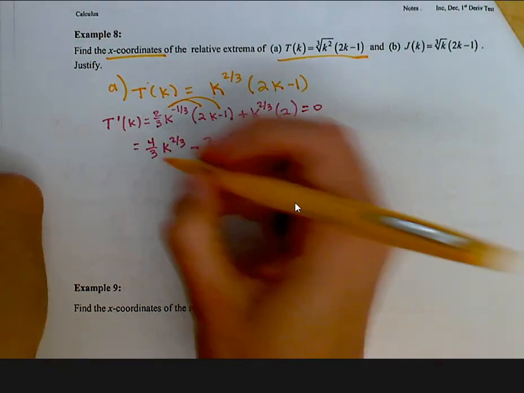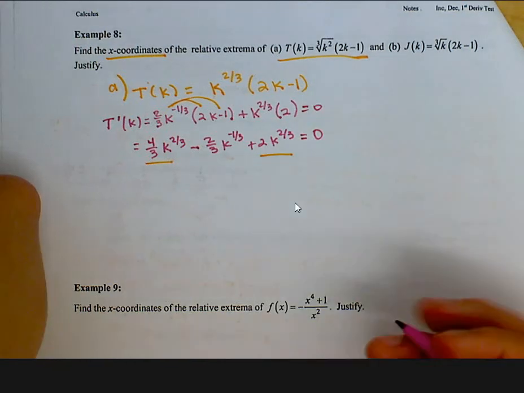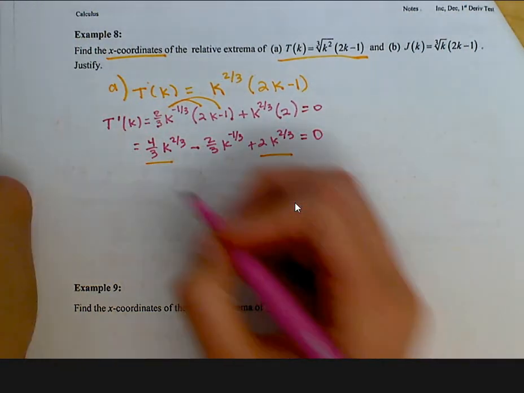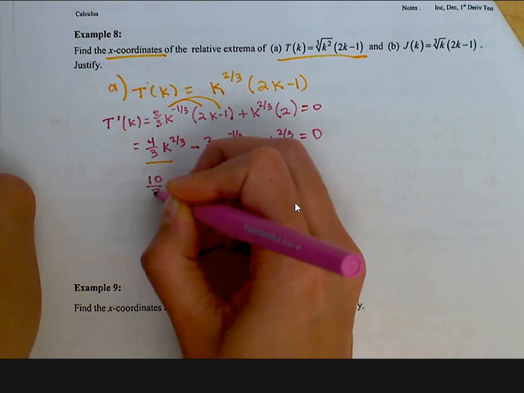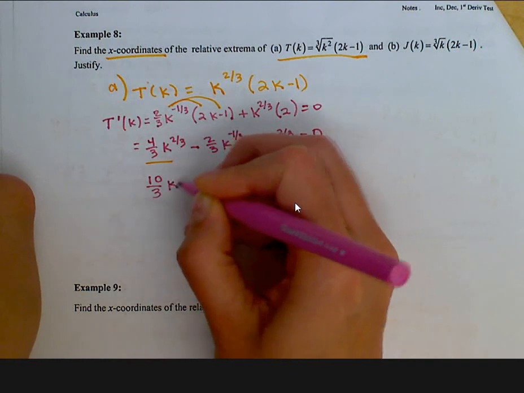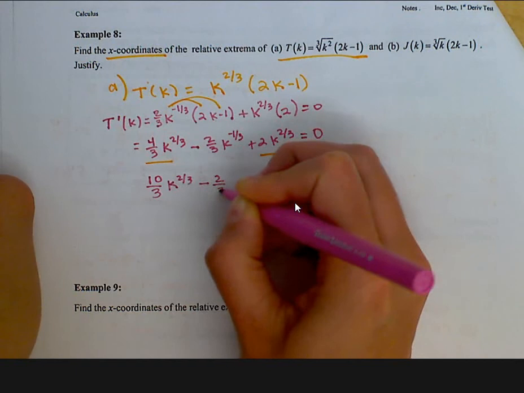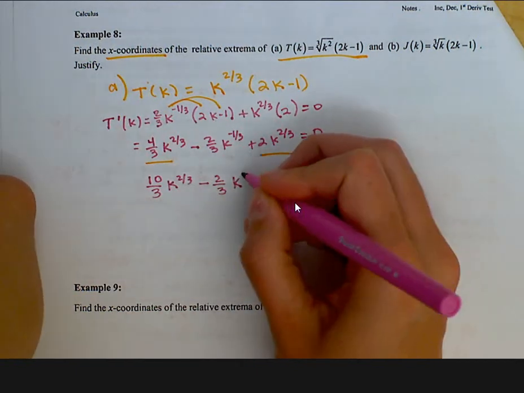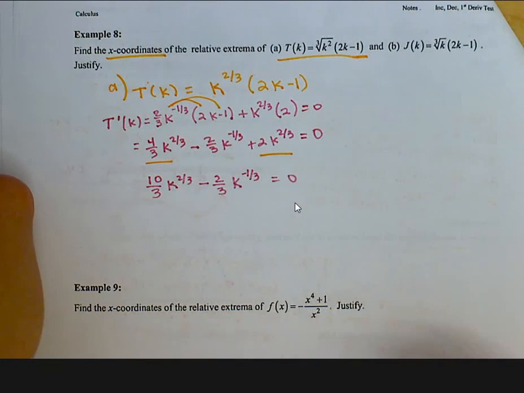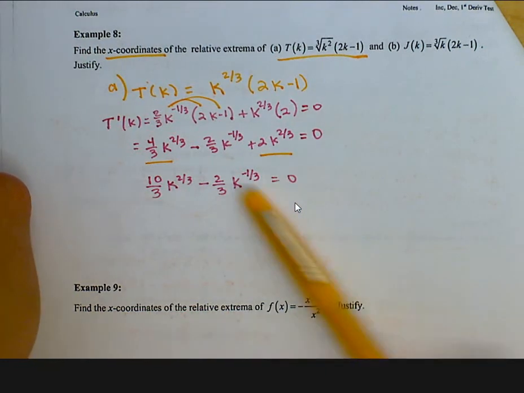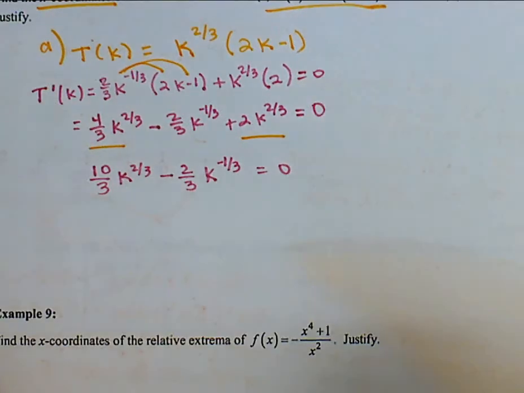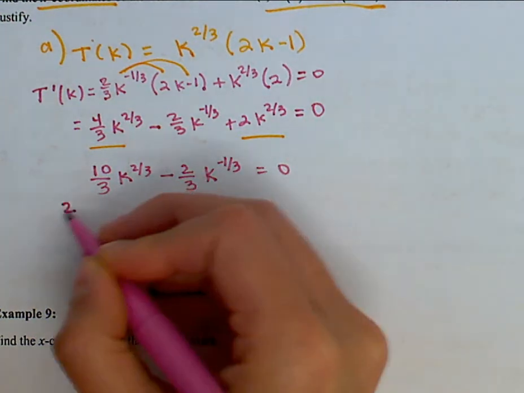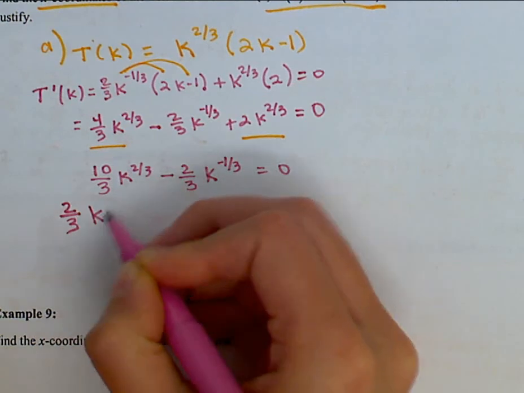Let's combine like terms. 4/3 plus 2 is going to be 10/3 k to the 2/3 minus 2/3 k to the negative 1/3 equals 0. Now we have to do that funky factoring that we've done in class before. Let's take out what they both have in common. They both have a 2/3 in common, so we can factor that out. We can also factor out a k to the negative 1/3.